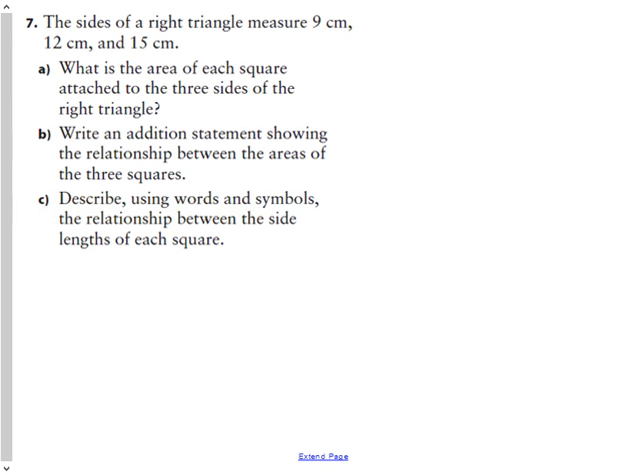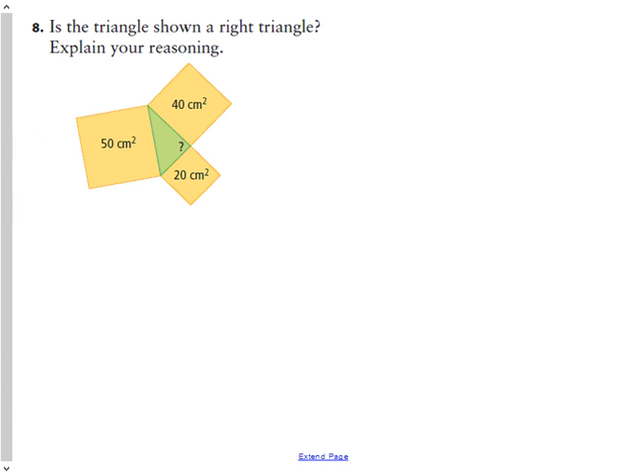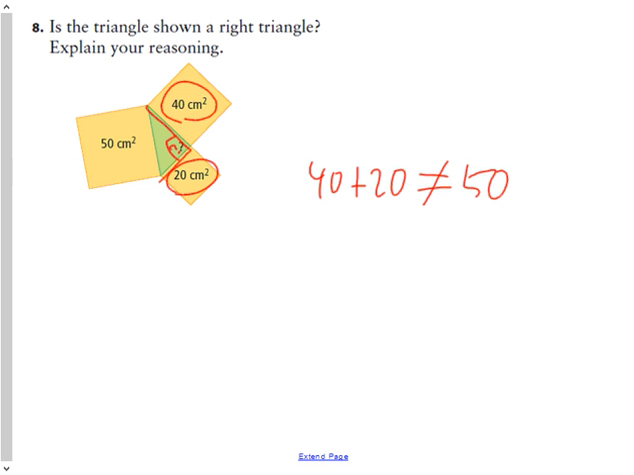Question 7, let's skip that one, it's redundant. Question 8, is the triangle shown a right triangle? Explain your reasoning. Well, here we have the areas given, and this is the apparent maybe 90-degree angle. And since 40 plus 20 does not equal 50, we can say no, it is not a right triangle. If it was, this would have to have an area of 60 square centimeters.